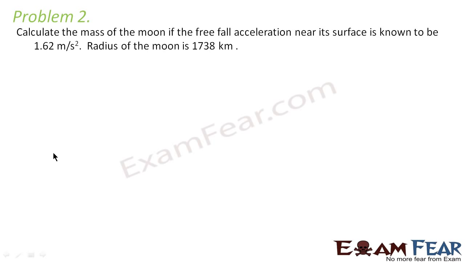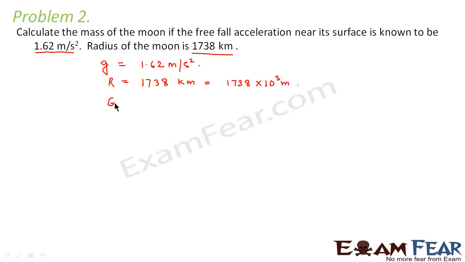It says, calculate the mass of the moon if the free fall acceleration near its surface is known to be 1.62 meter per second square. Radius of the moon is 1738 kilometers. So here we are given that the acceleration due to gravity on the surface of moon is 1.62 meter per second square. And the radius of the moon is 1738 kilometers, which if converted into meters would be 1738 x 10^3 meters.